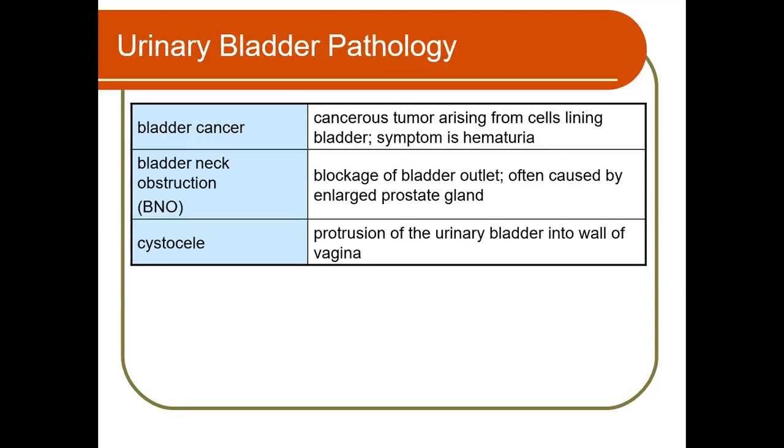Here are some urinary bladder pathologies. Bladder cancer, it is a cancerous tumor arising from the cell lining bladder. Symptoms, the major symptom is hematuria. Bladder neck obstruction, BNO, the blockage of the bladder outlet, often caused by the enlarged prostate gland. Cystocele, protrusion of the uterine bladder into the wall of vagina.